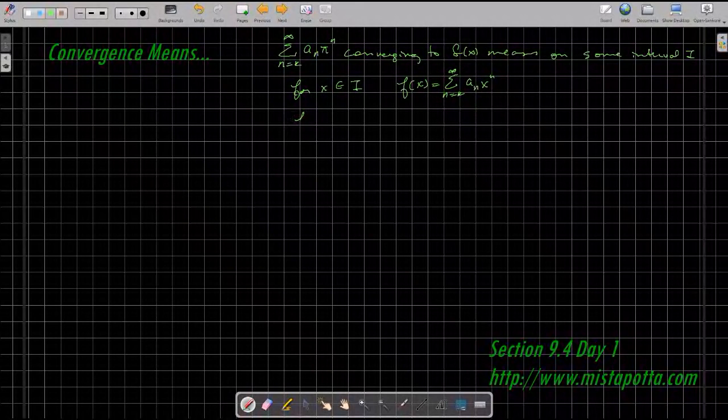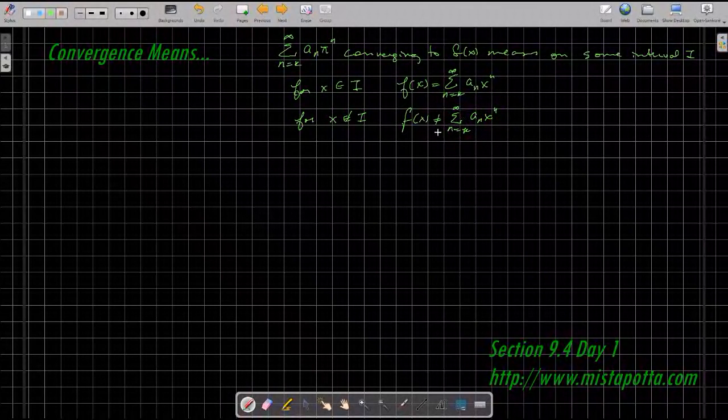And for x not in that interval, this equality is not true. In other words, f of x does not equal the sum of a sub n x to the n.